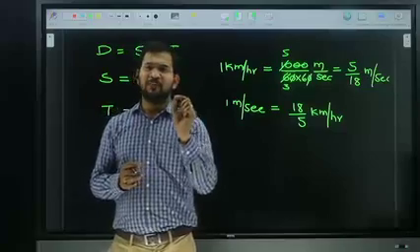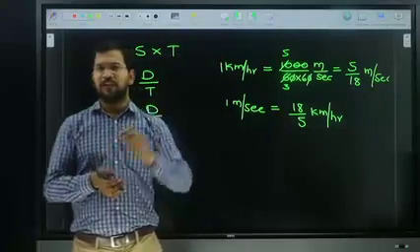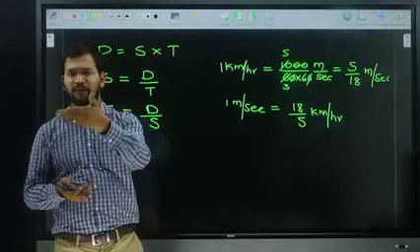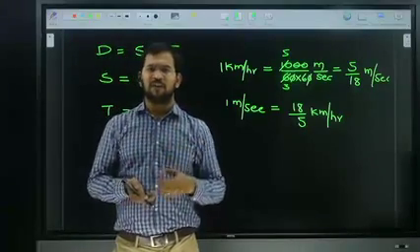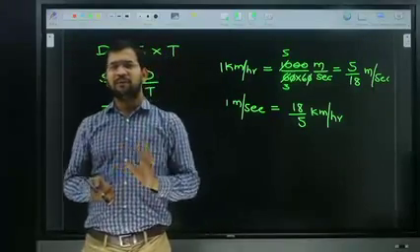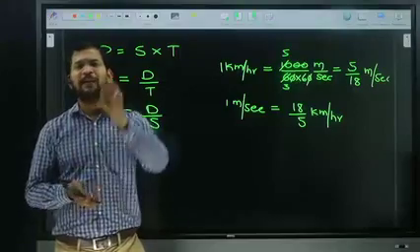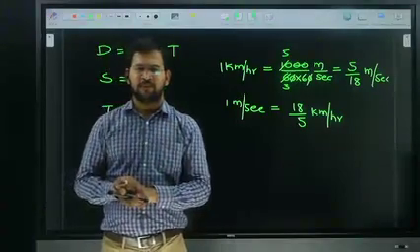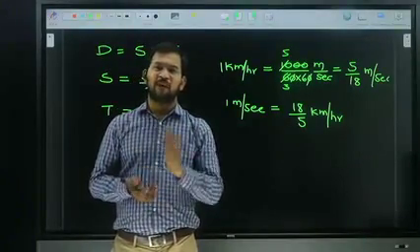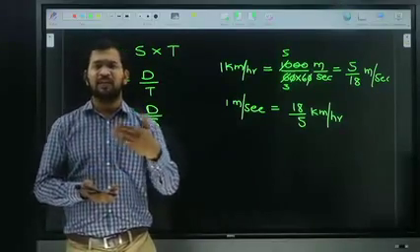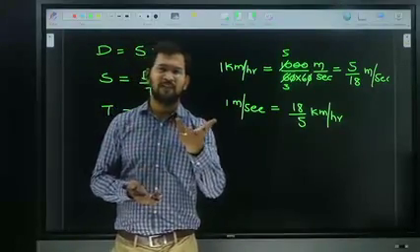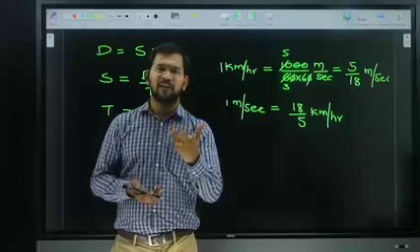Whenever you are converting a larger value, kilometer per hour, into a smaller value, meter per second, we need to multiply it with a smaller value. If you want the answer in terms of a smaller value, multiply with a smaller value. If you need the answer in larger values, multiply it with a larger value. Larger value is nothing but 18 by 5. Smaller value is nothing but 5 by 18.